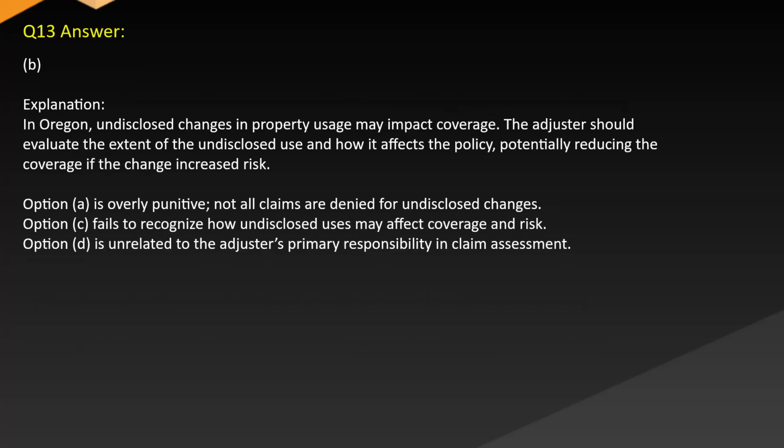Answer B. Explanation. In Oregon, undisclosed changes in property usage may impact coverage. The adjuster should evaluate the extent of the undisclosed use and how it affects the policy, potentially reducing the coverage if the change increased risk. Option A is overly punitive. Not all claims are denied for undisclosed changes. Option C fails to recognize how undisclosed uses may affect coverage and risk. Option D is unrelated to the adjuster's primary responsibility in claim assessment.